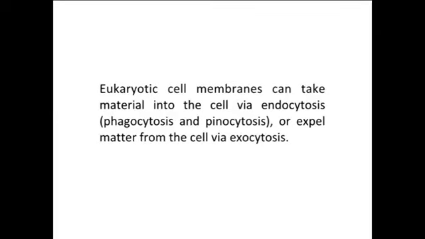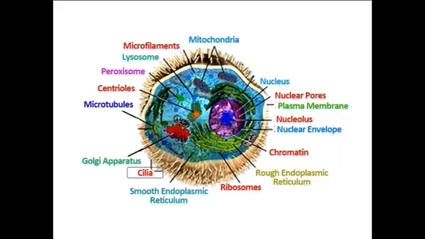However, in addition to active processes, eukaryotic cell membranes can take materials into the cell via endocytosis, which includes phagocytosis and pinocytosis, or expel matter from the cell via exocytosis. The next are the flagella and cilia. Eukaryotic cells may contain flagella and cilia for locomotion, feeding, or movement of extracellular particles.